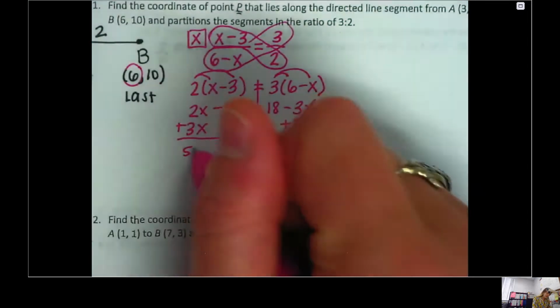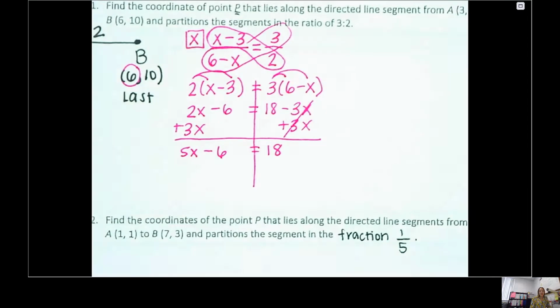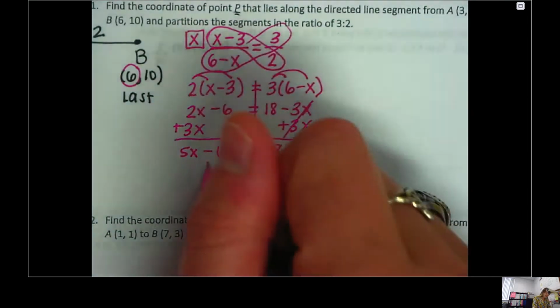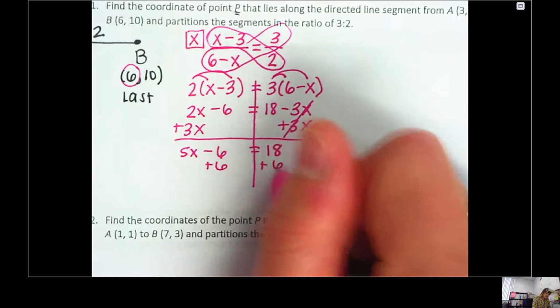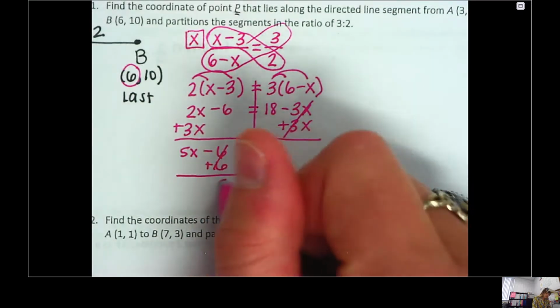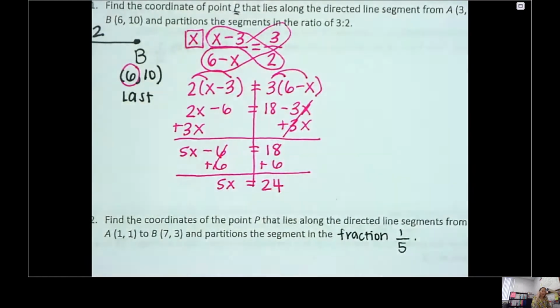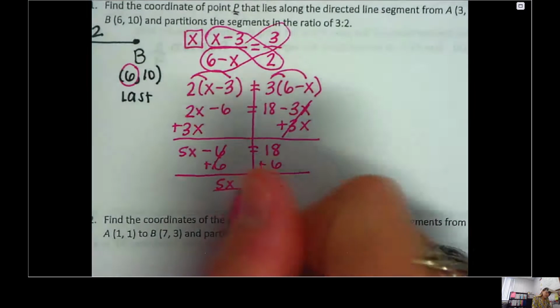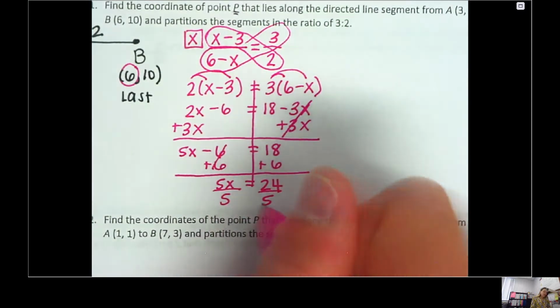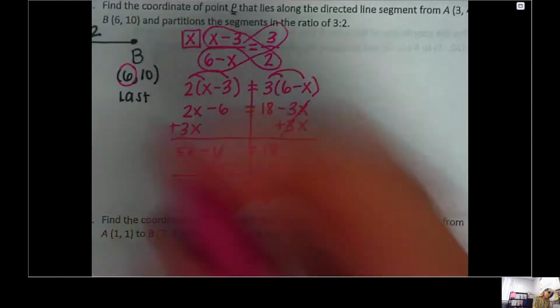I get 5x minus 6 equals 18. Now I add the 6. I get 5x equals 24. And my last step is divide by 5. So what is that? 4.7 or 4.8? 4.8.